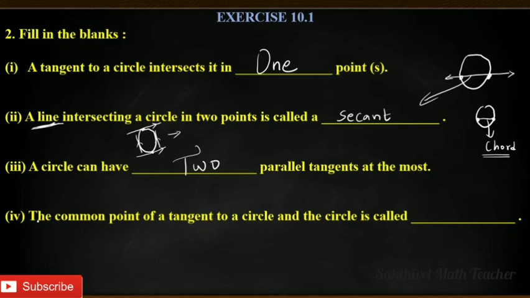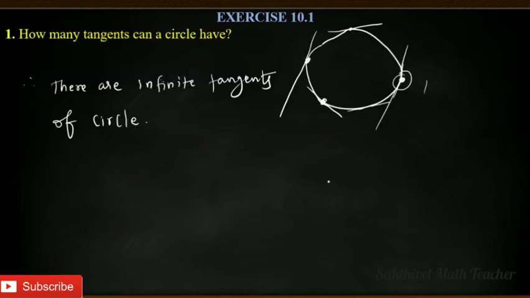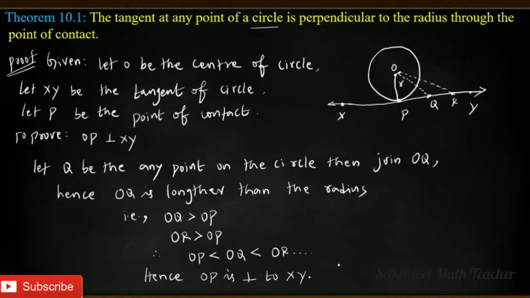Next we are going for the common point of a tangent to a circle, and the circle is called, see here, you see this. This is a circle we are drawing here, and this is the tangent. The common point of the tangent and the circle, they are asking for the name of this point. I already mentioned this name in the theorem: point of contact.